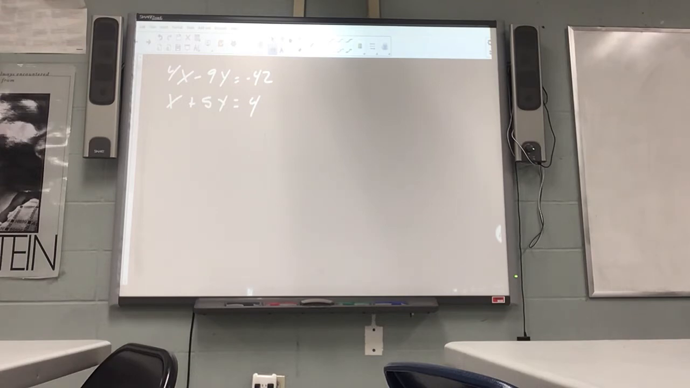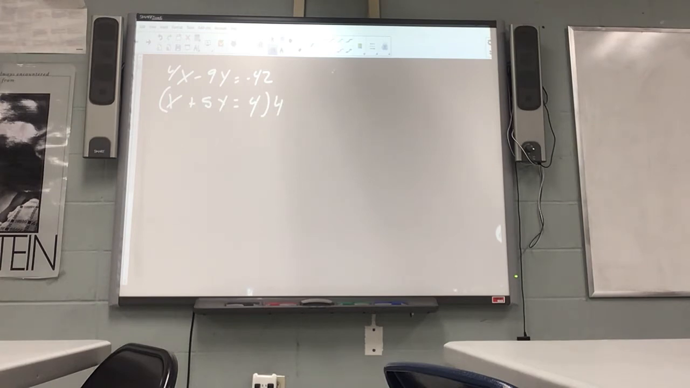45. So I could multiply, we're not going to do this, don't write this down, I could multiply this whole top equation by 5 to make my y 45, and this whole bottom equation by 9 to make my y 45 and eliminate them that way. I could do that. But since the top one on the x's already has a 4, I can leave that one like it is and just multiply the bottom one by 4.